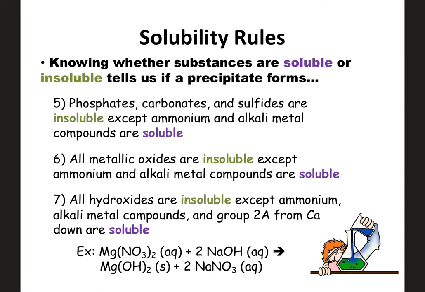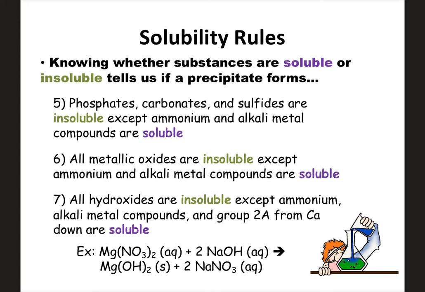Basically, you can't have a rule like rule 5 breaking rule 1. Okay, so if you remember, rule 1 said that all ammonium and alkali metal compounds are soluble. So these rules work together here. All right, so typically phosphates, carbonates, and sulfides are going to be insoluble, except if you have ammonium with them or one of those alkali metals in the far left column. They're always going to be soluble.